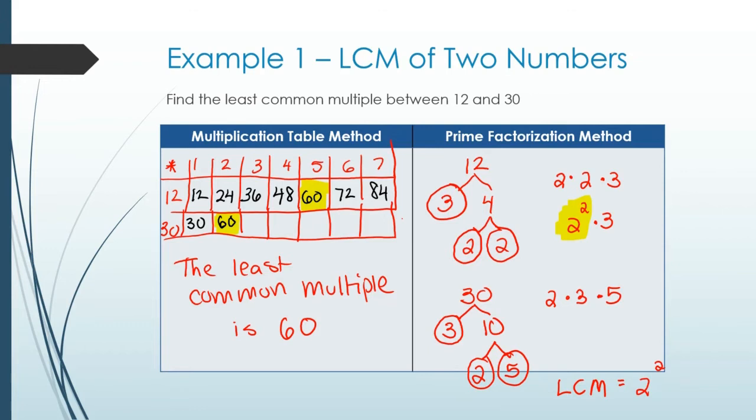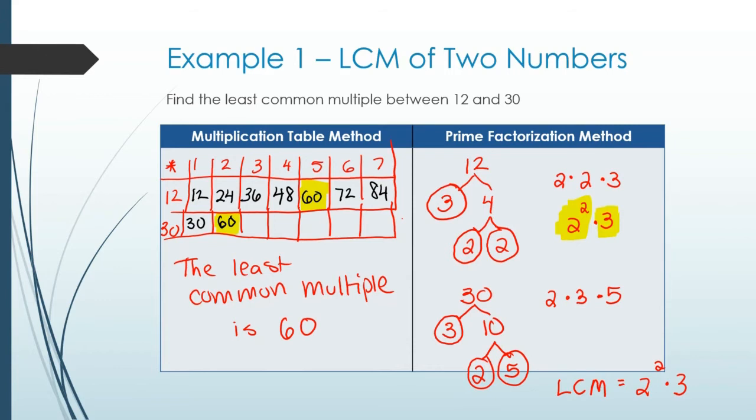Then you compare the next number, 3. 3 shows up in both of them, and it only shows up once. So I'm going to have 3 show up in my least common multiple once. It doesn't matter which one I highlight, so let's say I just highlight that one. So I'm going to have times 3.